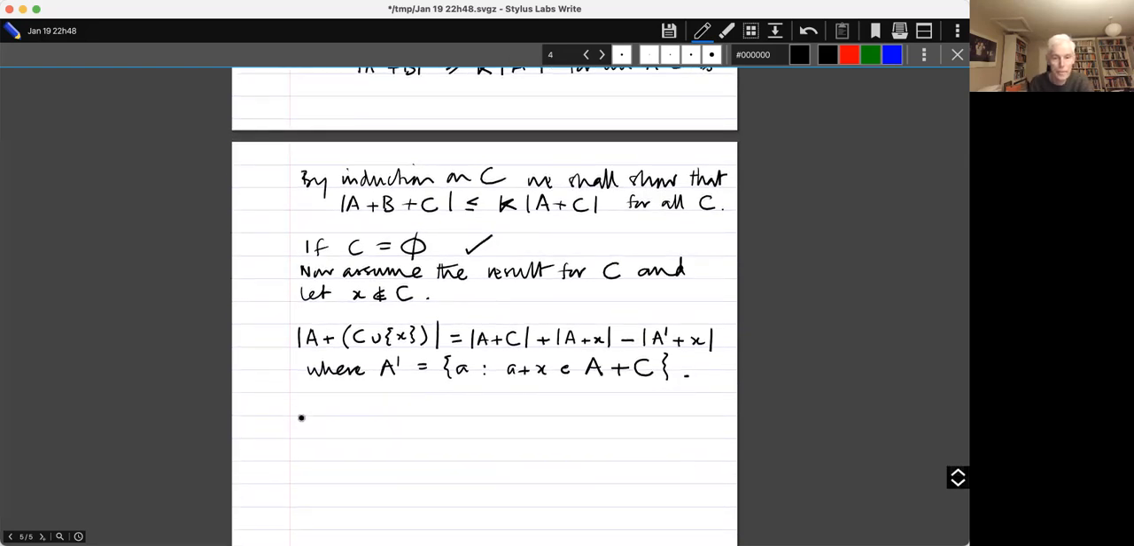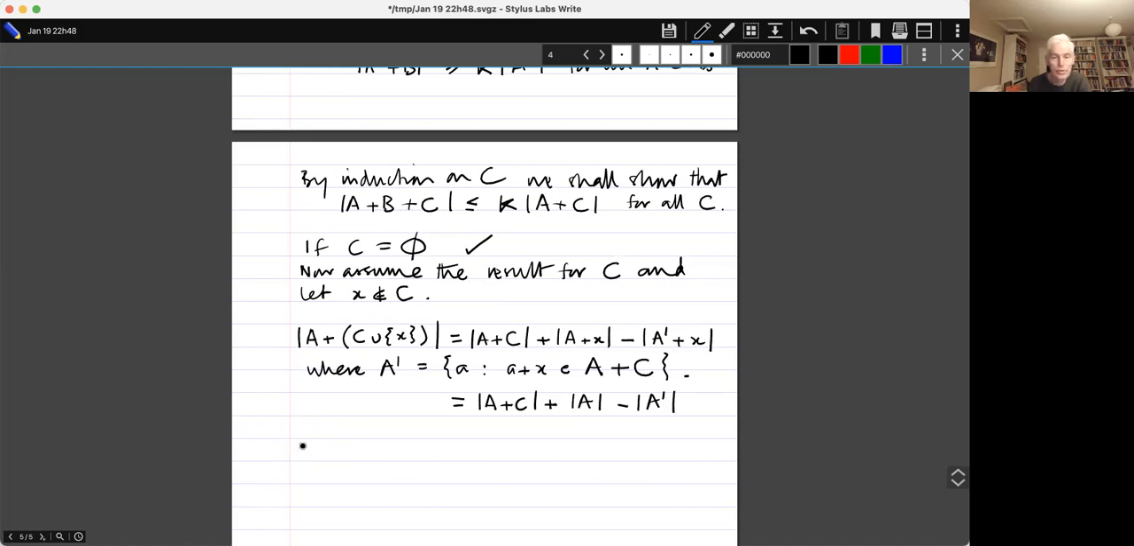So far so good. And then we can actually slightly simplify that, so why don't I do that? That equals the size of A plus C. A plus x is just a translate of A, so it has the same size as A, and similarly A dashed plus x has the same size as A dashed.